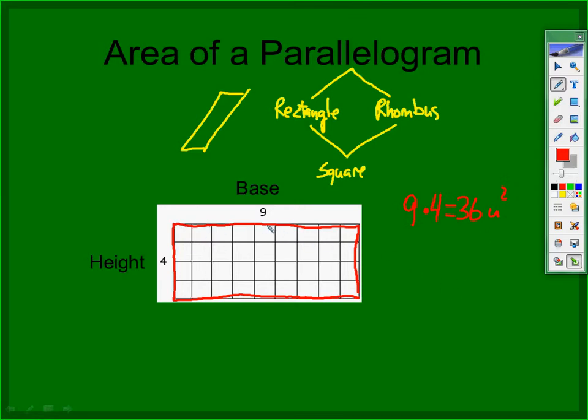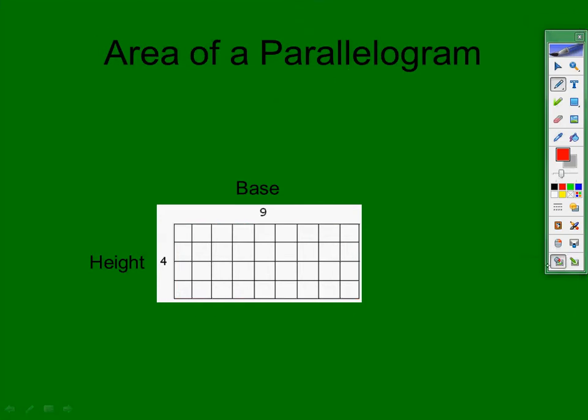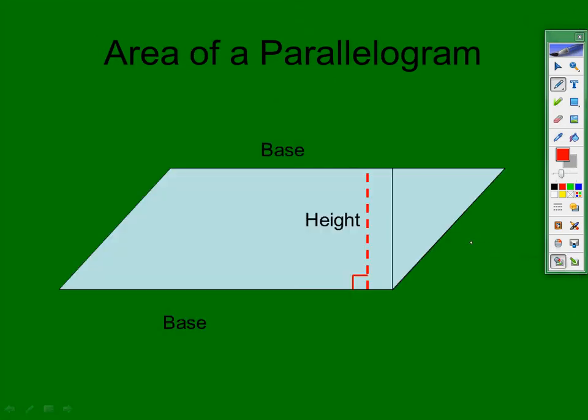In this case, it's just base times height. With a rectangle, your base and height will always form a 90-degree angle. That's a key feature of these shapes that you're going to see as we continue throughout. When we're looking at the area of a parallelogram, you still see base, you still see height. However, the height is not on the edge.